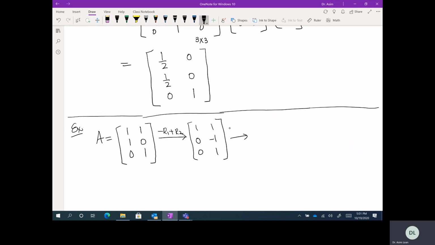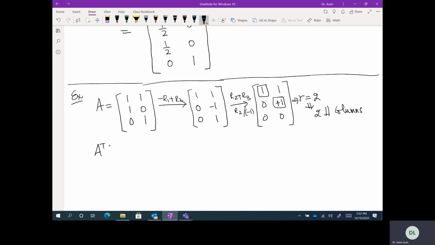Then I do row 2 plus row 3. If I do that, I have 1 1, 0 minus 1. If I add these two, 0 0, and I can always do row 2 divided by minus 1, so this will be a plus 1. Okay, so I have two pivots, this pivot and this pivot. So the rank is equal to 2, which implies 2 independent columns. If I have 2 independent columns, this means A transpose A inverse exists.